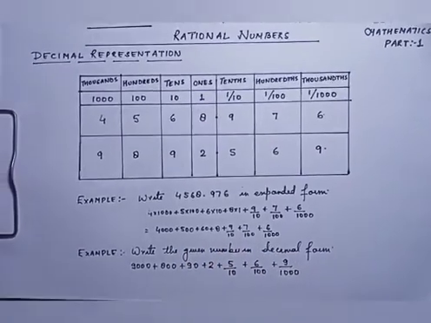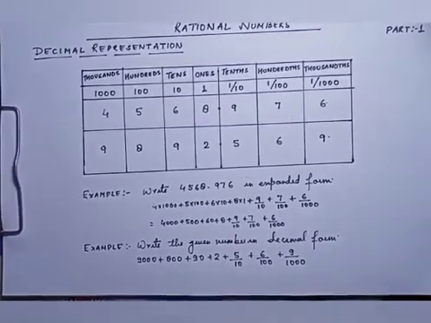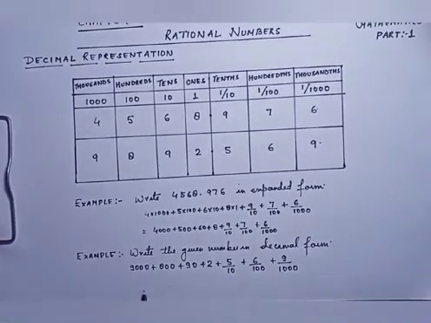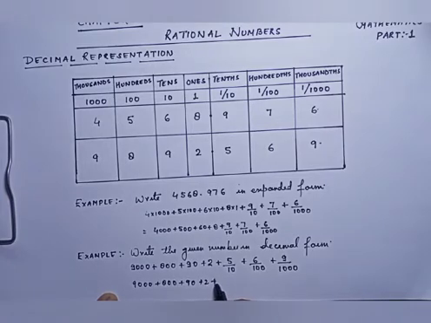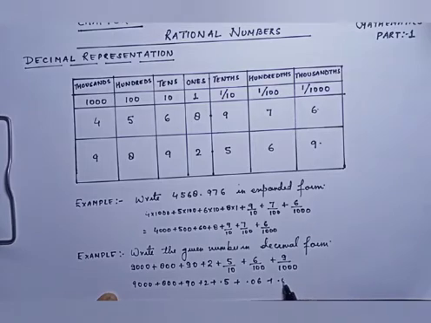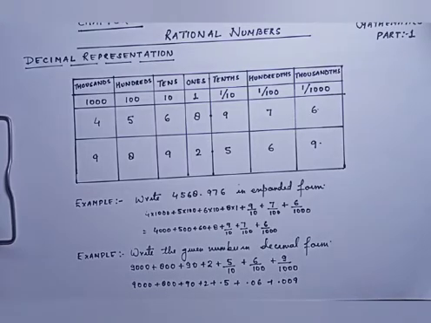Let us move to another example, that is write the given numbers in decimal form. Over here the numbers are given in expanded form. You have to write the given number in decimal form. For this you simply have to add all the numbers. So first of all I am going to write it as 9000 plus 800 plus 90 plus 2 plus 0.5 plus 0.06 plus 0.009, and simply we are going to add it.